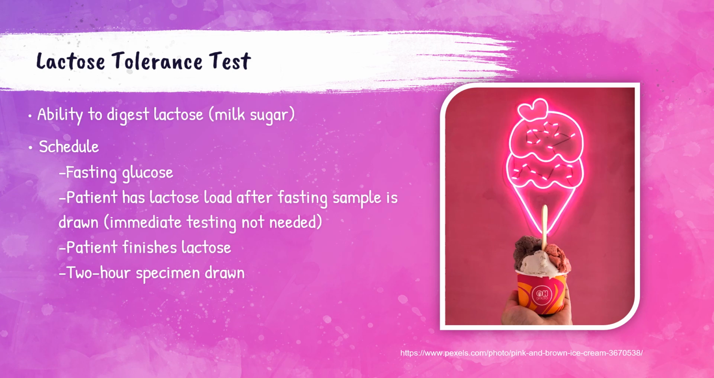If they have a proper amount of lactase enzyme, their body will have broken down that lactose given into glucose molecules. So the patient's blood glucose should increase from that baseline blood glucose level. If the glucose levels do not rise more than 20 milligrams per deciliter in that 2-hour period, the patient does not have enough of the lactase enzyme and can be diagnosed with lactose intolerance.